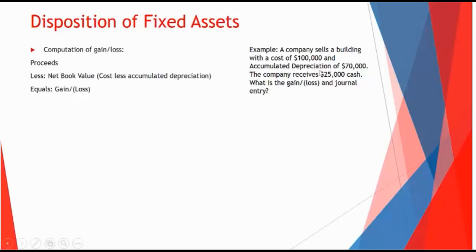But in our example here, a company's going to sell a building that had a cost of $100,000, accumulated depreciation of 70, and they received $25,000 in cash. So we want to figure out what is the gain or loss on this transaction and what is the journal entry. And to compute that gain or loss, you've got to look at the proceeds, which in this case are $25,000. Subtract off the net book value, which is $100,000 of cost, less accumulated depreciation of 70.